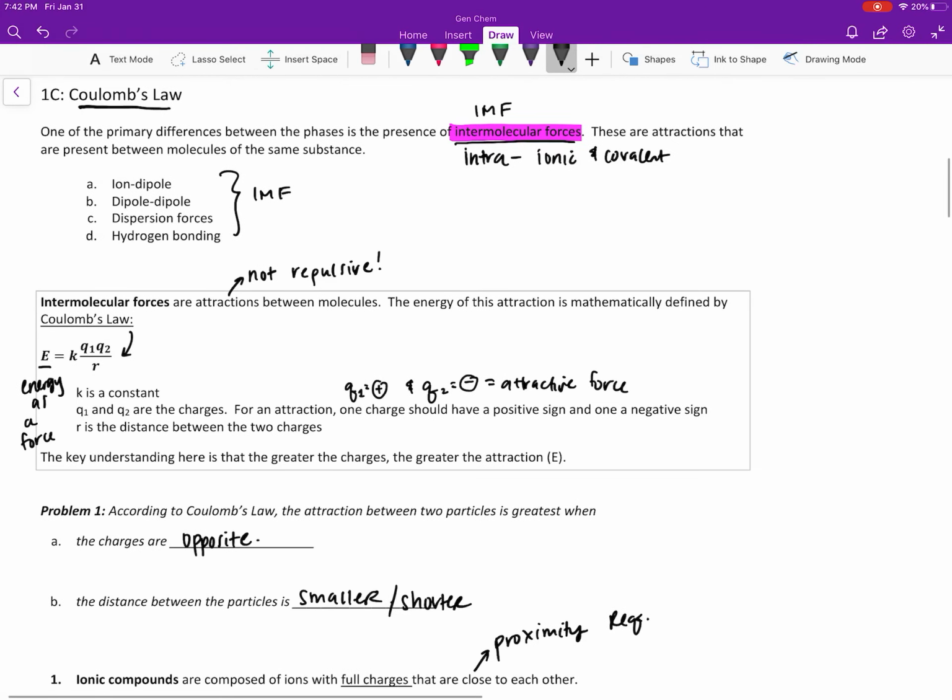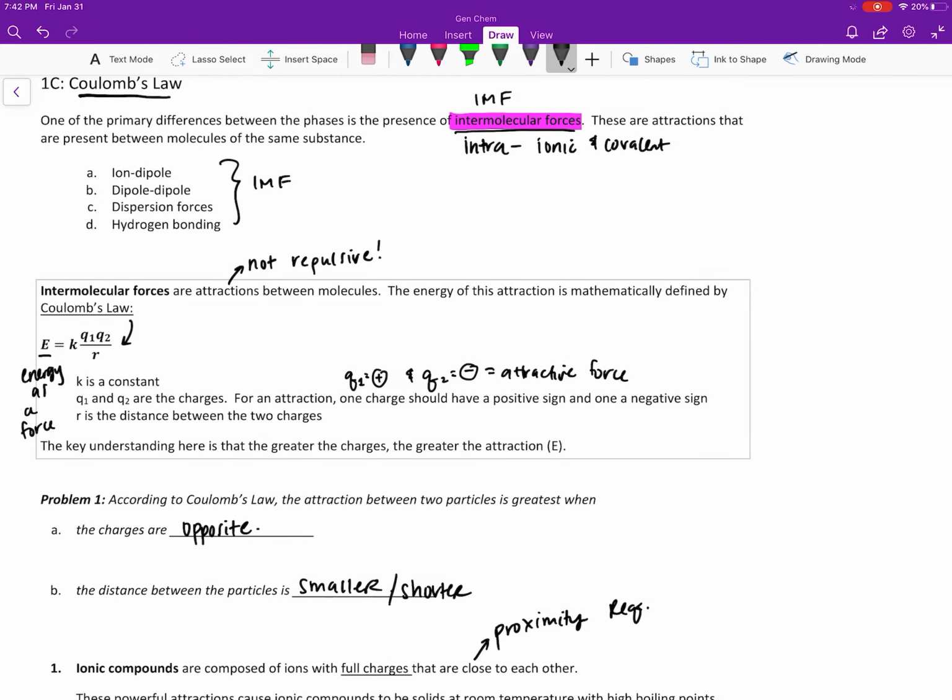And then we talked about Coulomb's law, which is going to basically arise as some attractive forces that exist between molecules of the same substance. Remember, we talked about intermolecular forces are between molecules of the same type, and intra are the interactions that occur between molecules of different types. So inter is between, and intra is within. The intermolecular forces that we talked about were ion-dipole, dipole-dipole, dispersion forces, and hydrogen bonding.